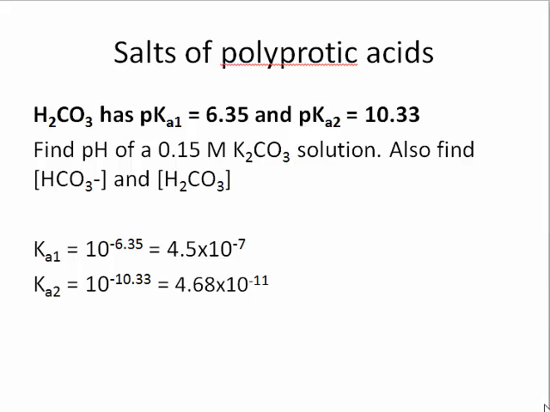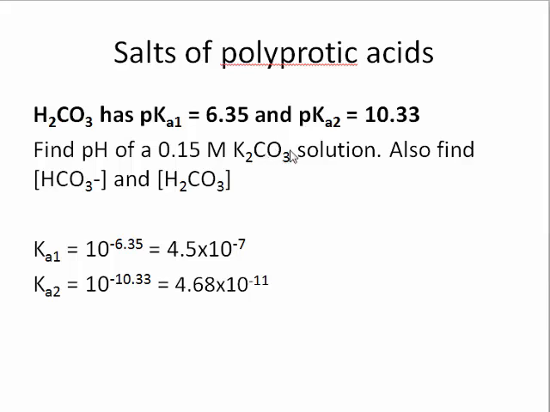Carbonic acid has pKa1 around 6 and pKa2 of a bit more than 10. Find the pH of a 0.15 molar K2CO3 solution and find concentrations of HCO3 and H2CO3. Right, we know Ka1 and Ka2 for carbonic acid, but here we have carbonate, which species arise after 2 successive deprotonations of carbonic acid.